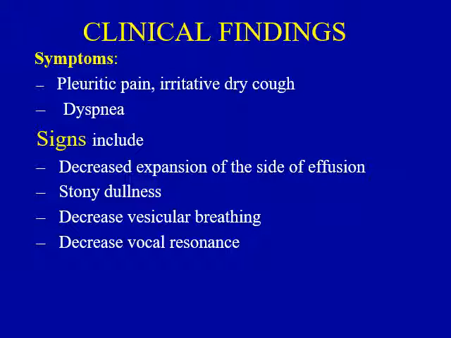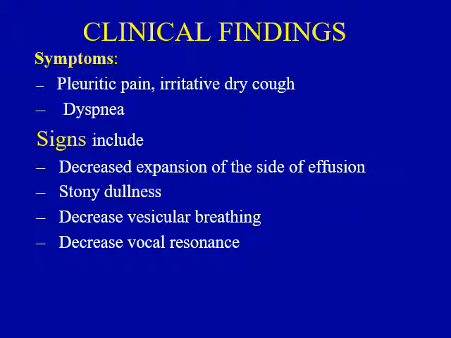As for the clinical features, a patient with a pleural effusion may present with pleuritic chest pain because there is inflammation of the pleura, along with an irritative dry cough. Later on, when there is accumulation of the fluid, the patient may develop shortness of breath or dyspnea. The patient may have features of other disease like fever, rigor, sweating, weight loss. These are features of the causative agent of the pleural effusion.